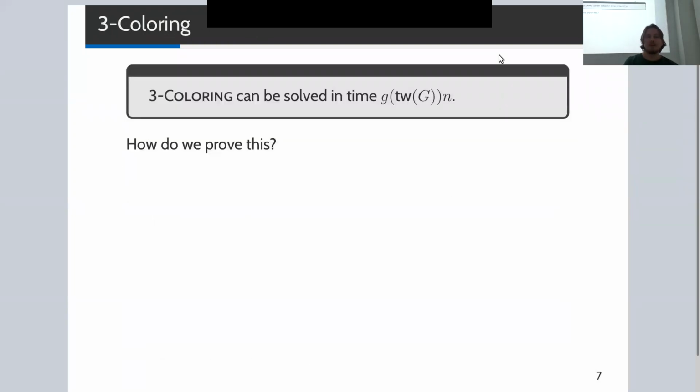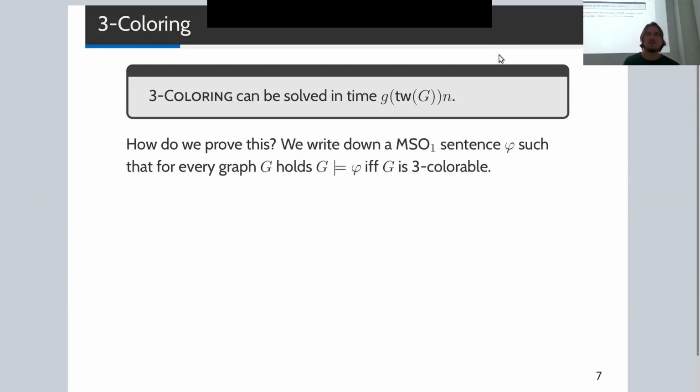So we talked a lot about three coloring, and in the exercise we proved that you can solve three coloring in time some function of the tree width times n. Now we're going to reprove this with Courcelle's theorem, and it's going to go exactly the way you would expect. We know that three coloring can be expressed via some MSO1 sentence. So let's say we have a sentence phi that expresses three coloring, and this means a graph is three colorable if and only if the formula phi holds.